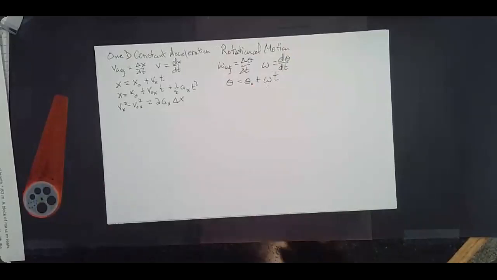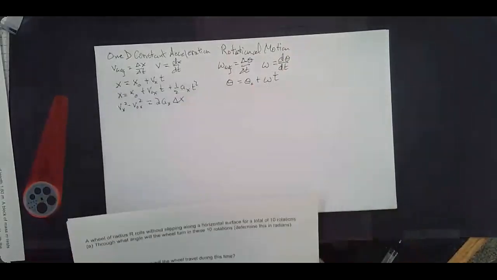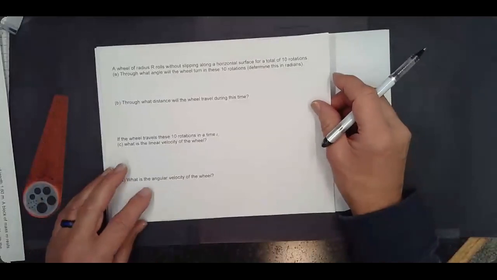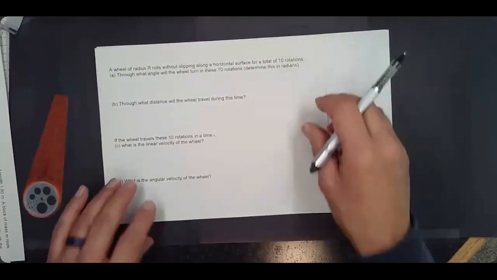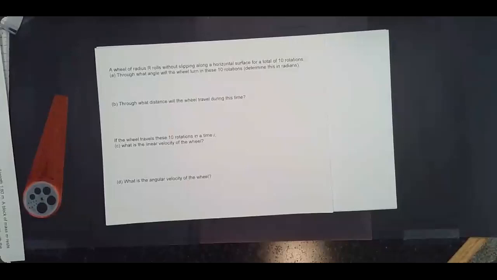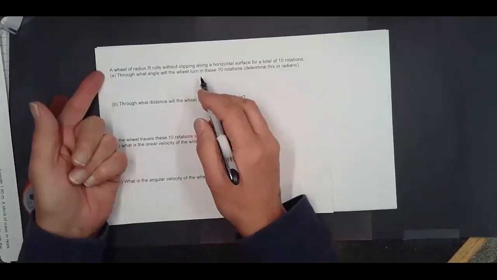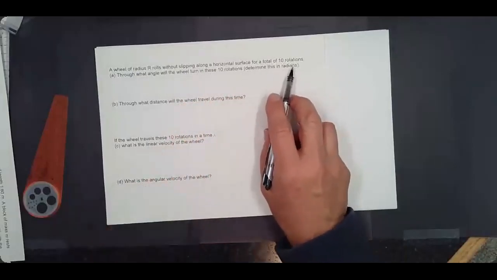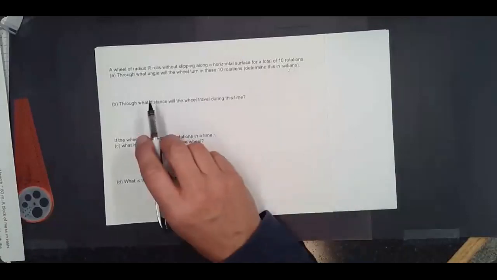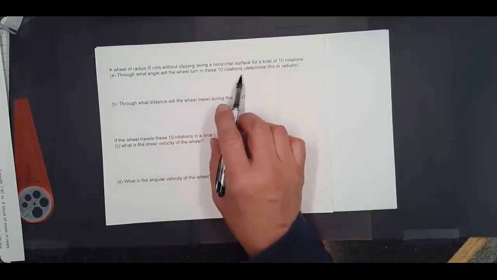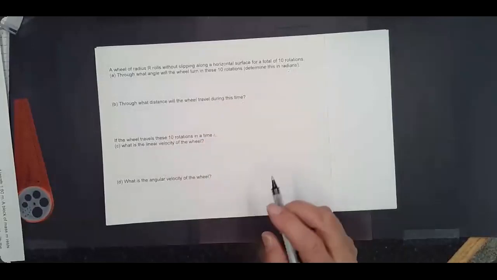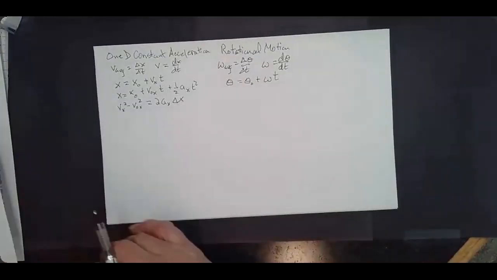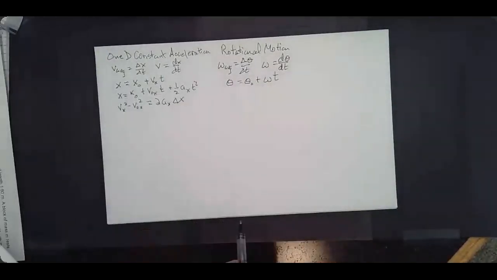Now, I want to do a problem that automatically pulls in rolling motion, but we'll be doing rolling motion probably next quarter. I think we may start with a little bit of a unit on that. But anyways, imagine you have a wheel of radius r that rolls without slipping along a horizontal surface for a total of 10 rotations. Through what angle will the wheel turn in those 10 rotations? Determine that in radians.